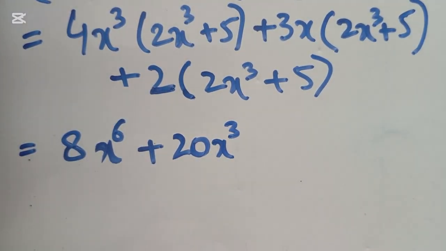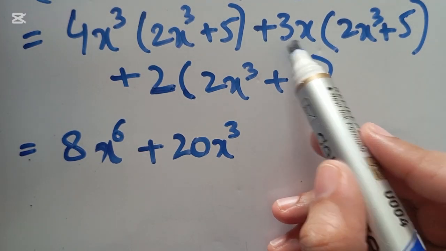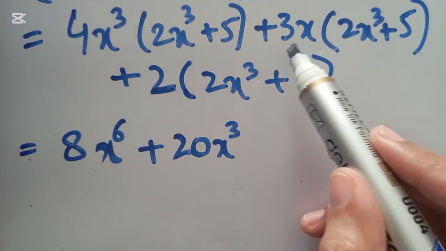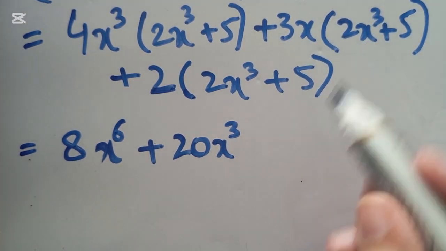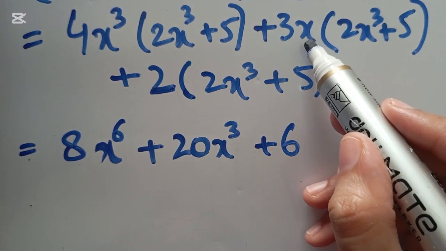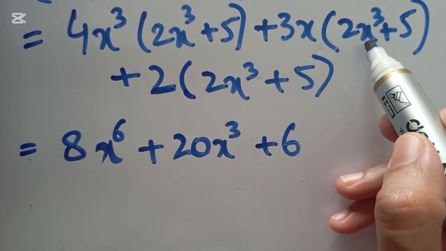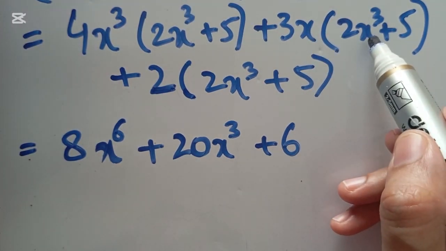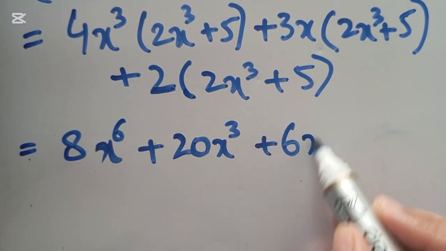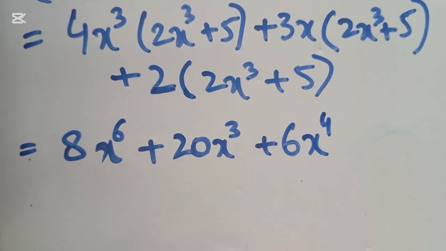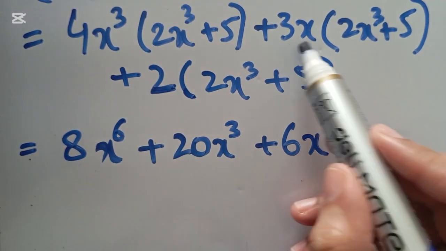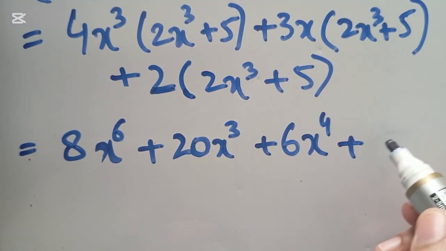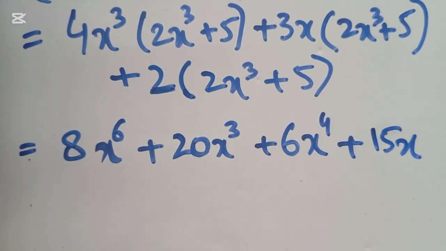Then go to the next term, this is 3x and this is 2x cubed. So this 3 and 2 after multiplication will give you 6. This is x, this is also x. Bases are same, their powers can be added. The power here is 1, the power here is 3, 3 plus 1 gives you 4. So you will get x power 4. 3x multiplied by 5, 5 times 3 after multiplication will give you 15, and x will remain as it is.